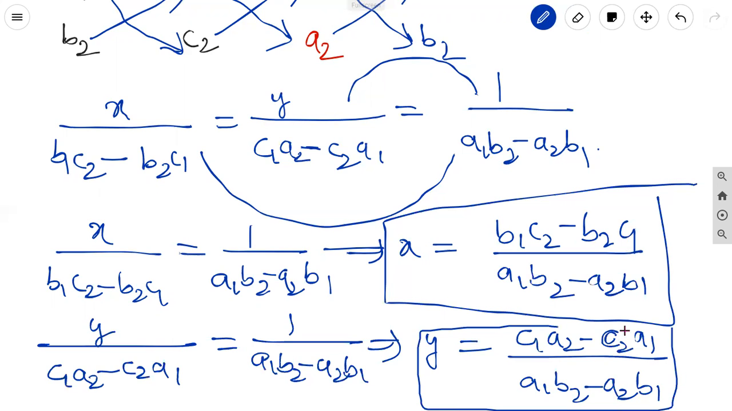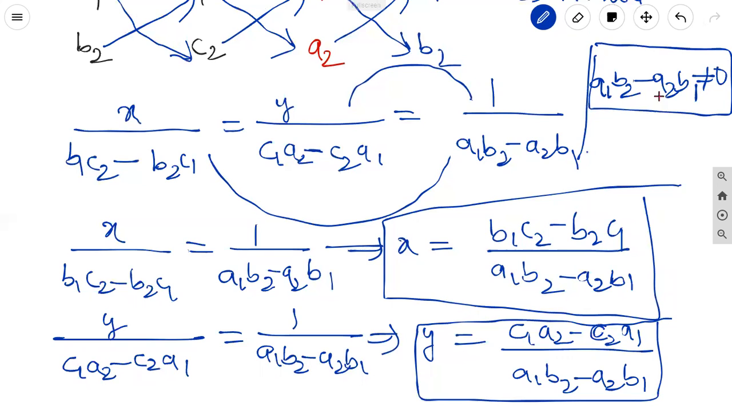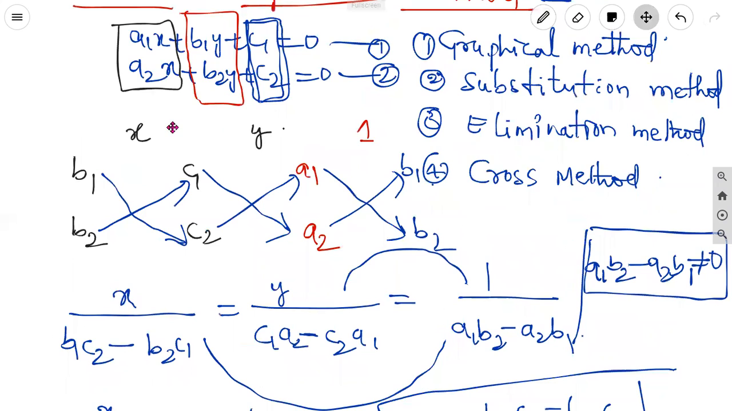Here you observe, for the two variables x and y, the denominator values: a1 b2 minus a2 b1 must not be equal to 0. Only then is this method applicable. Why? If the denominator turns into 0, it is not defined. That's why you take the condition, and remember the relation a1 b2 minus a2 b1 is not equal to 0. And you observe here the multiplication between the variables and constants, how it shows in the cross form. The multiplication is in the cross form, so it is called the cross multiplication method. Now we discuss problems on this method.